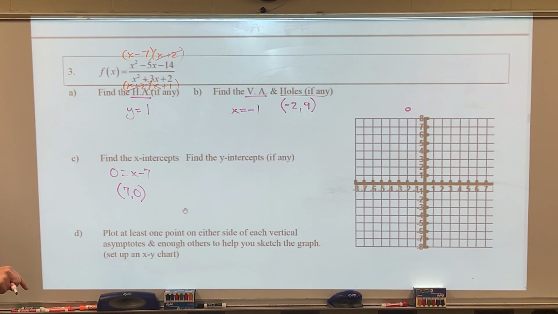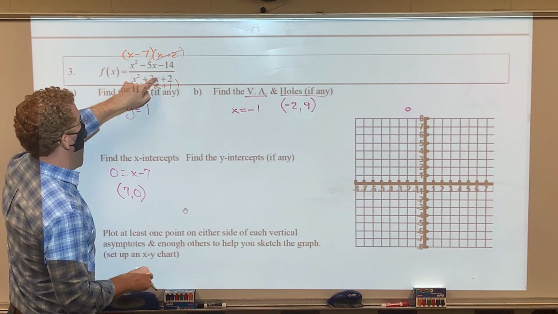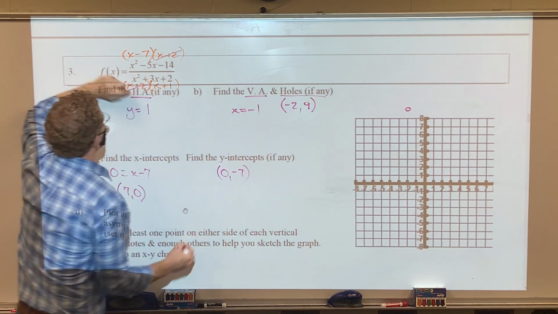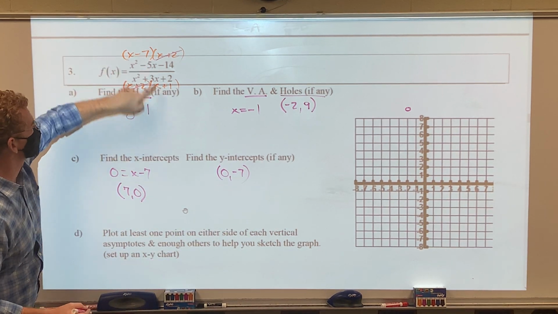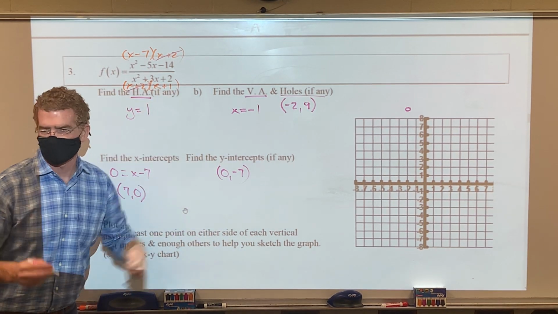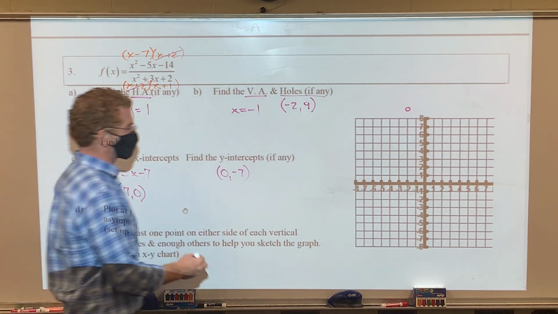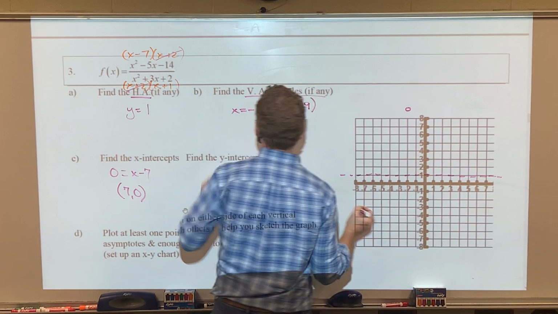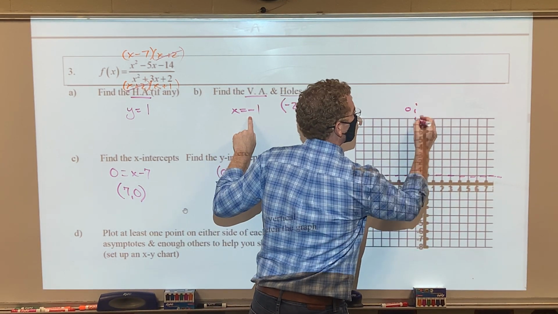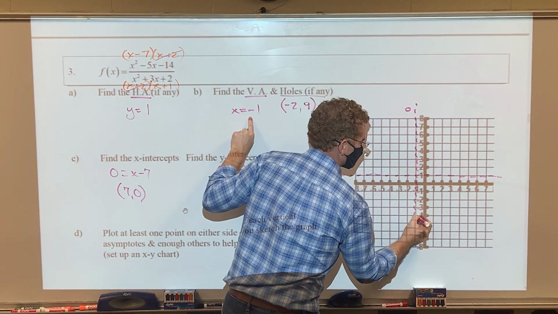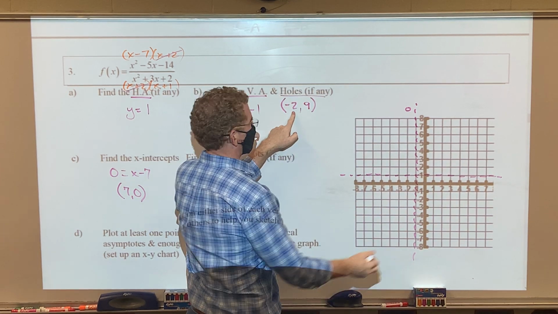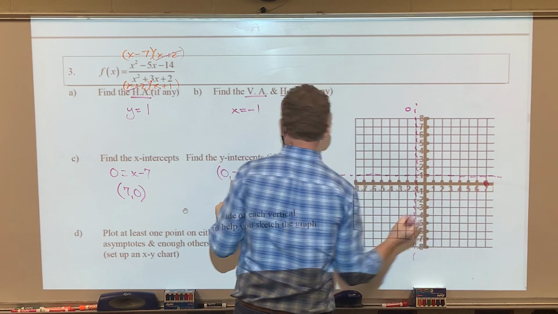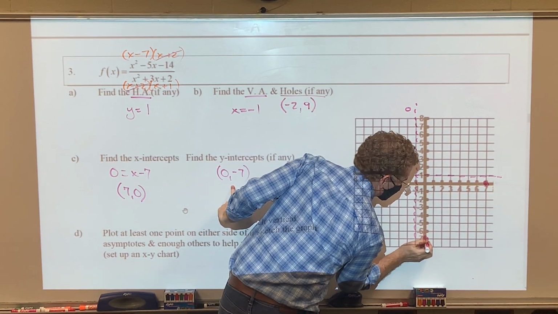And how do we find a y-intercept? Plug in 0 for x. So if you plug in 0 for x in the original problem, you get negative 14 over 2, which is negative 7. If you plug a 0 in the factors, you get negative 7 over 1. But either way, you get negative 7. Okay, here's me sketching everything. Here's y equals 1. Here is x equals negative 1. Here is the hole, negative 2, 9. Here's the x-intercept, 7, 0. Here's the y-intercept, 0, negative 7.